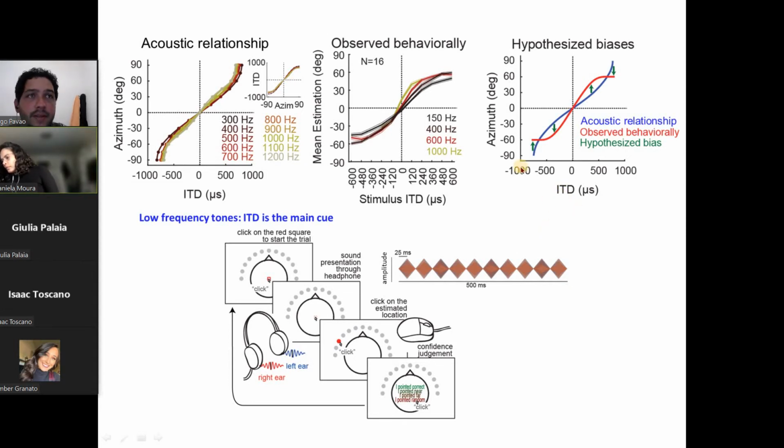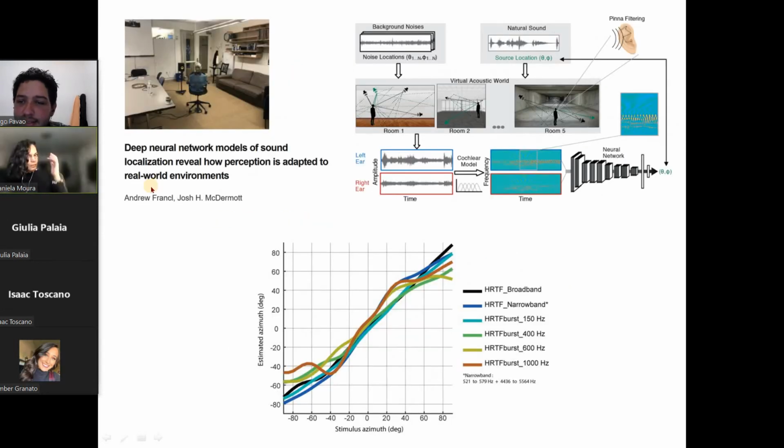I really believe that this is a feature of the system, and one piece of evidence I have comes from a collaboration with Andrew Frankel and Dermot, who are from MIT. They created a deep neural network, artificial intelligence, heavy computing, and trained it to localize sound. It's a network that hears acoustic sound and says where the sound came from. They did this in the real world, with microphones inside the ears of a mannequin's head, and the computer said the azimuth and elevation, everything, where the sound came from.